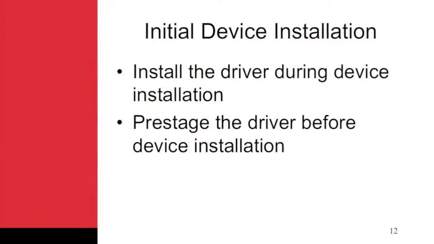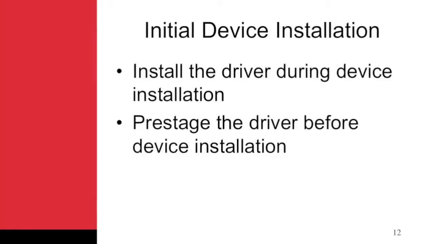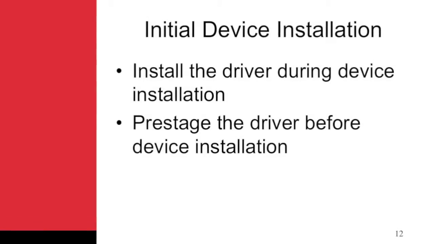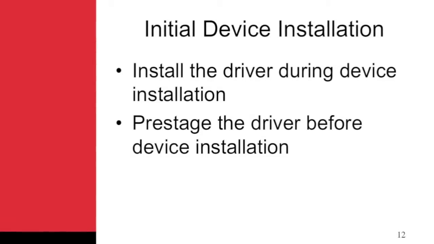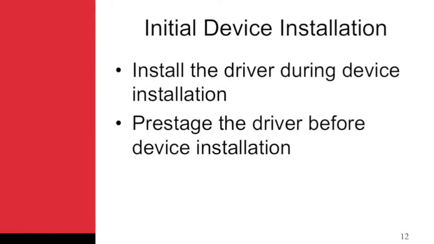If you plan to install devices on a Windows 7 computer, you should be a member of the local administrators group. Only administrators can install device drivers and therefore add new devices that require device driver installation. You have two options for initial device installation: install the driver during device installation or pre-stage the driver before device installation.